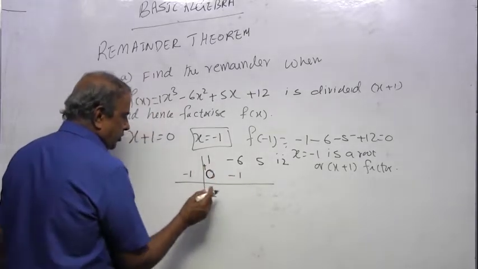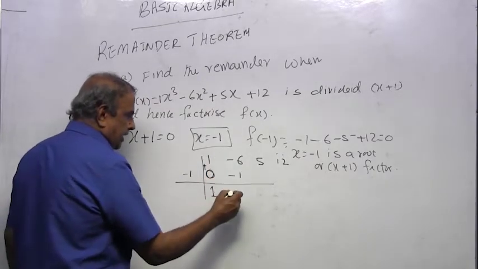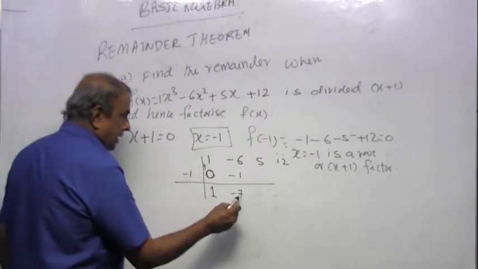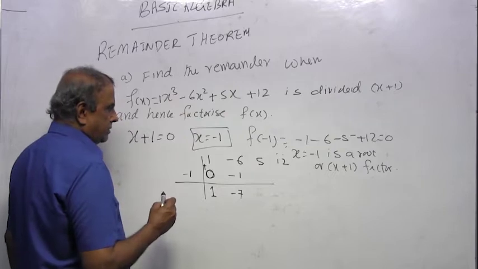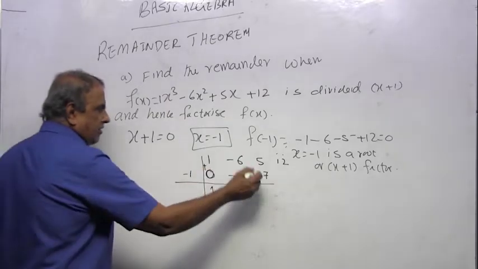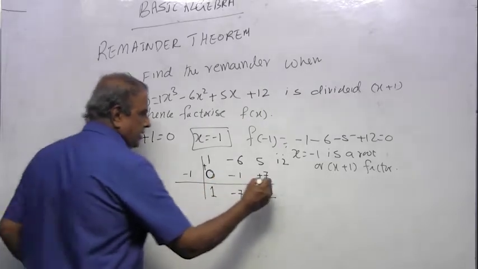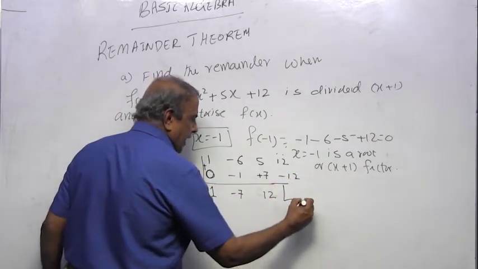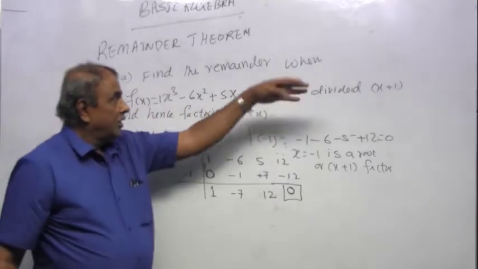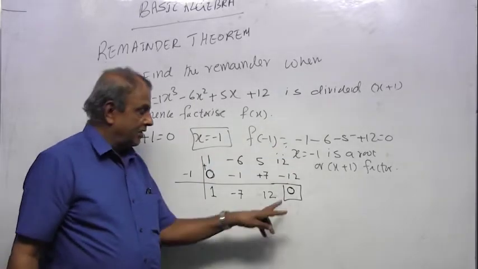Then multiply 1 times minus 1. I get minus 1. So you multiply this with that, and write it there. Add minus 6 and minus 1, minus 7. Multiply minus 7 and minus 1, I get plus 7. Add 7 plus 5, 12. Multiply 12 and minus 1, I get minus 12. You add, you get 0. You must get 0. If you don't get a 0, either you've gone wrong in this method or your root was wrong. That proves it's a root.